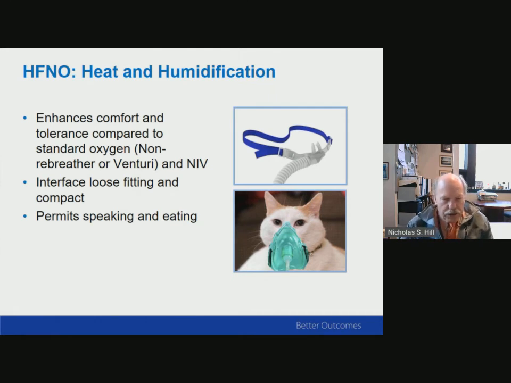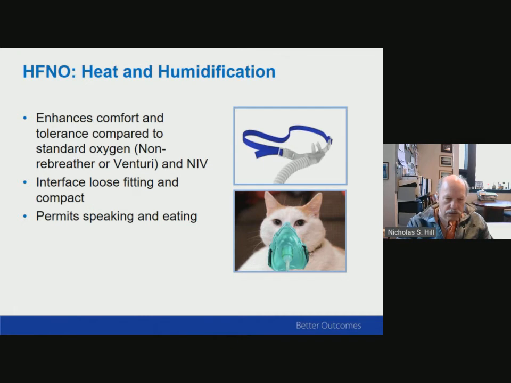So one of the things that I mentioned that distinguishes high flow is the heat and humidification, and it's very important because it enhances the comfort and tolerance compared to standard oxygen and NIV by virtue of its air conditioning. If a dry gas was directed into our nose at flow rates of 60 or even 80 liters per minute, we would rapidly desiccate our mucosa, which would give us a sensation of burning, and it's quite uncomfortable. So it's extremely important for the tolerance of it.